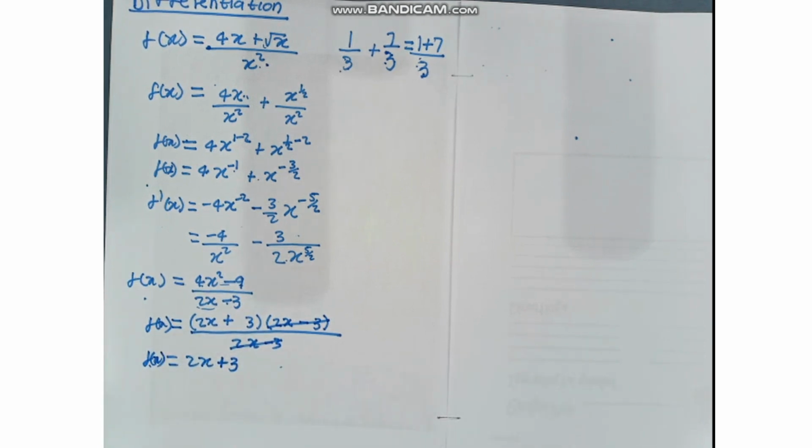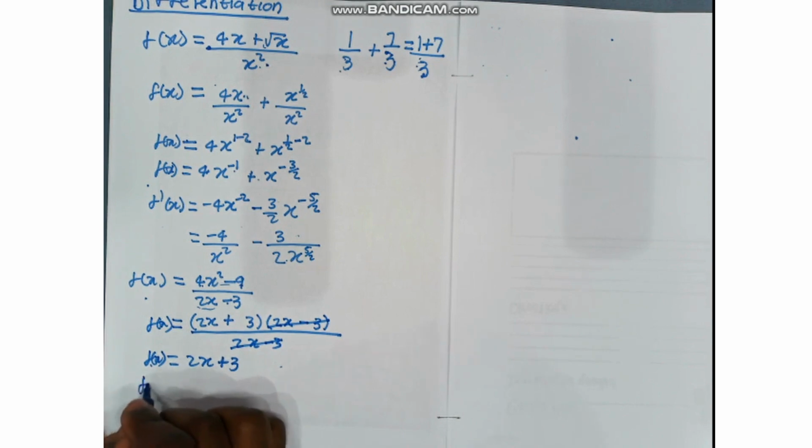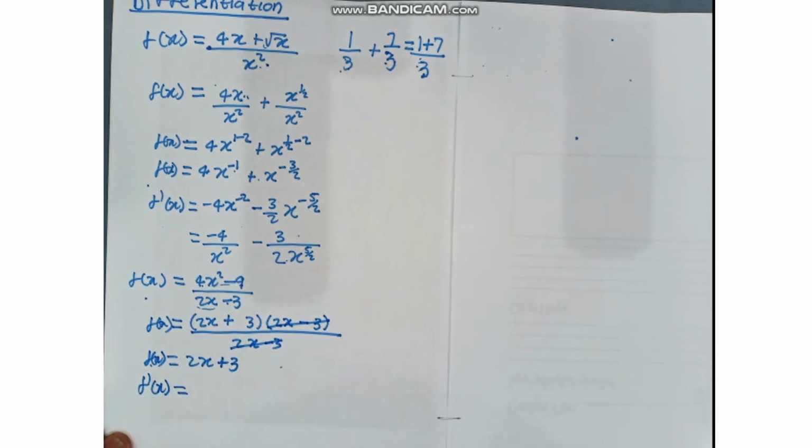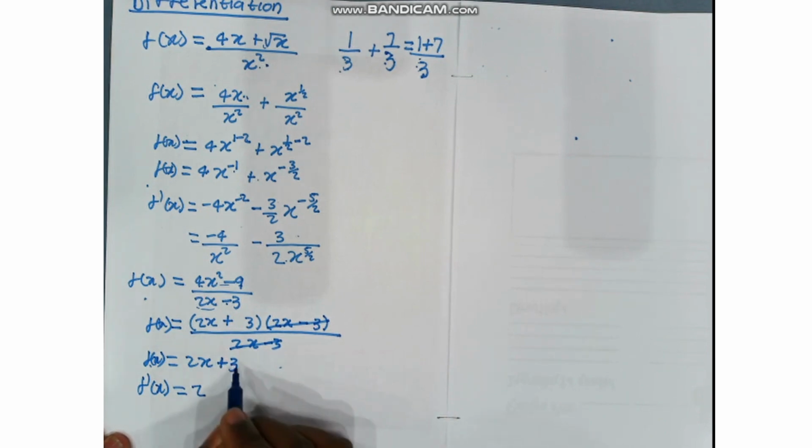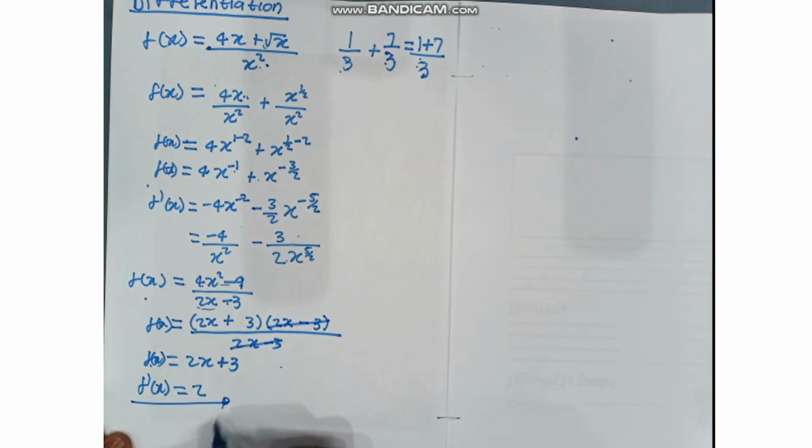We just simplified it. Then from here we can now derive by putting f prime of x. Deriving this is just 2. Why 2? Because this one times this just makes it 2, and then that one minus 1 is 0. Anything raised to 0 is 1. The derivative of a constant is 0. So we have this.